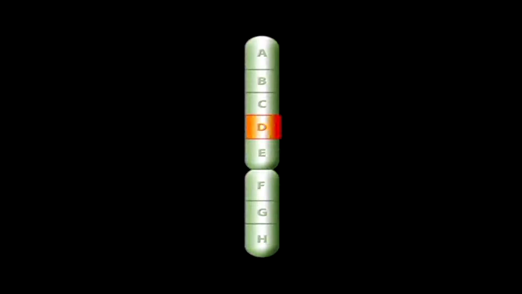Dear viewers, as you know, a deletion is a chromosomal alteration involving the loss of a segment of a chromosome, which may be located anywhere along the chromosome. When a deletion occurs near one end, it is called terminal deletion. When it occurs from the interior of the chromosome, it is called intercalary deletion.